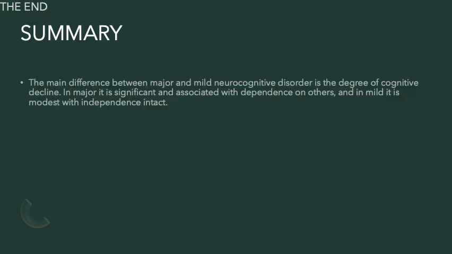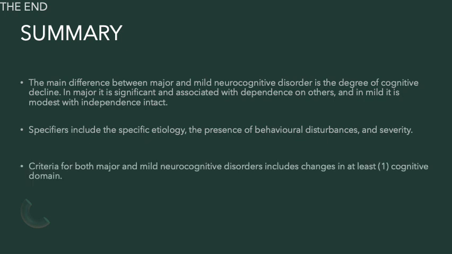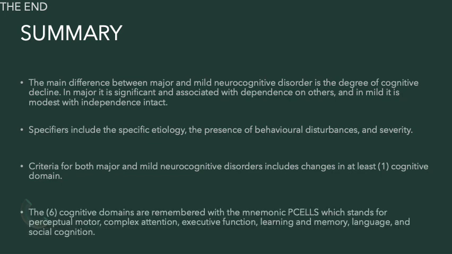And that's the end of the presentation. And now we'll summarize. So the main difference between major and mild neurocognitive disorder is the degree of cognitive decline. In major, it's significant and associated with dependence on others, and in mild, it's modest with independence intact. Specifiers include the specific etiology, the presence of behavioral disturbances, and severity. Criteria for both major and mild neurocognitive disorders include changes in at least one cognitive domain.